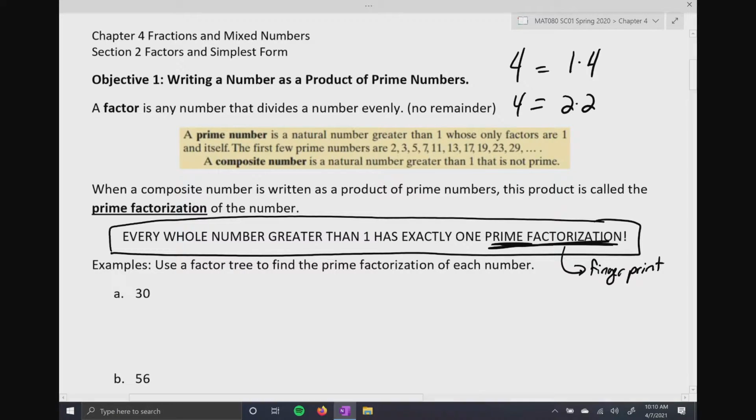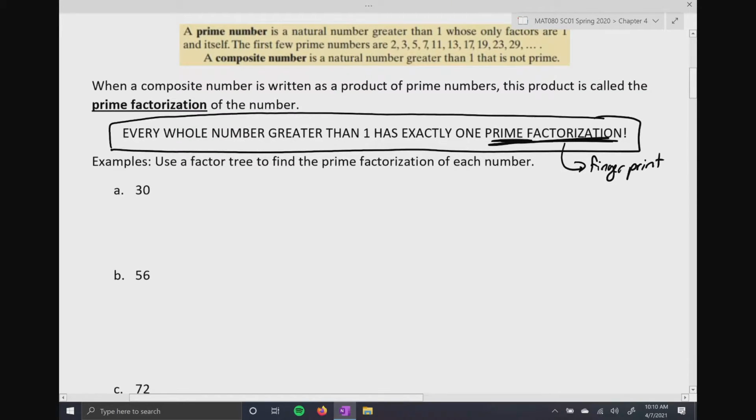I'm going to teach us how to find that. What's really nice about this is it's actually really, really easy. We use what we call the tree or the factor tree method. If you want to find the prime factorization of 30, all you're going to tell me is give me two numbers that multiply to give me 30. And I don't care what they are. They can be any two numbers.